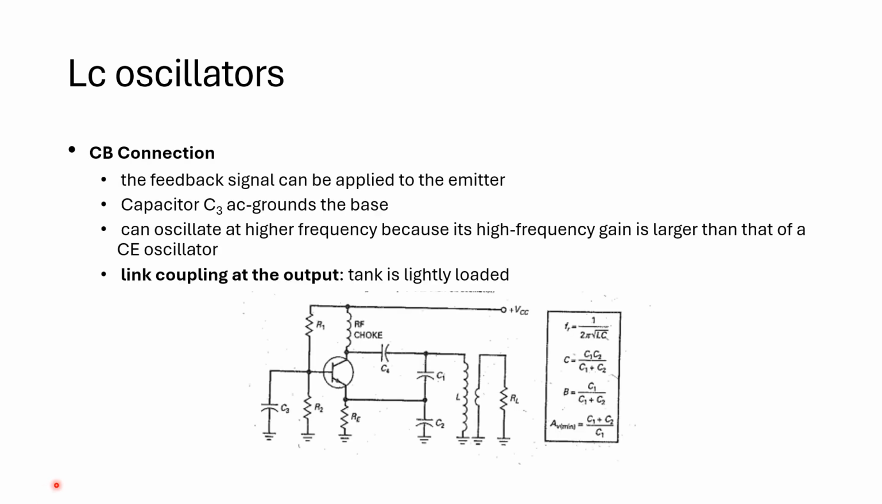Now we have a common base connection. As you can see, the base is grounded and the output is at the collector. So this is a feedback. This is another type of LC oscillator. The feedback signal can be applied to the emitter. Where is capacitor C3? C3 AC grounds the base. This can oscillate at higher frequency because its high frequency gain is larger than that of the common emitter oscillator. We have the following formulas for the design.